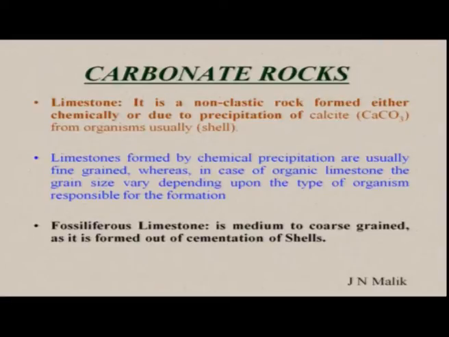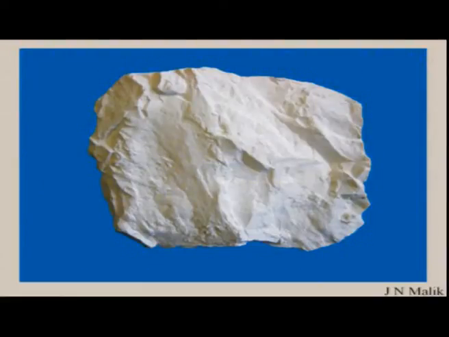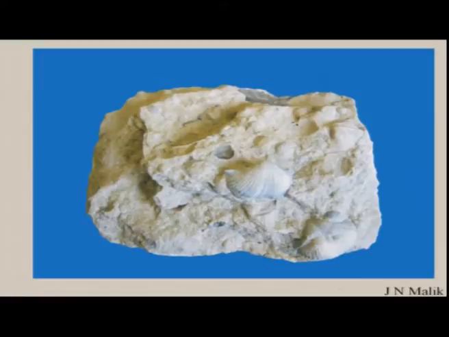They are also termed as fossiliferous limestones. They are medium to coarse grain in nature, as they are formed out of the cementation of shells. Mostly the shells are responsible. This is an example of fine grain limestone, and here you have coarser grain limestone. Fossiliferous limestone: you can see the shells here, the size of the shells.